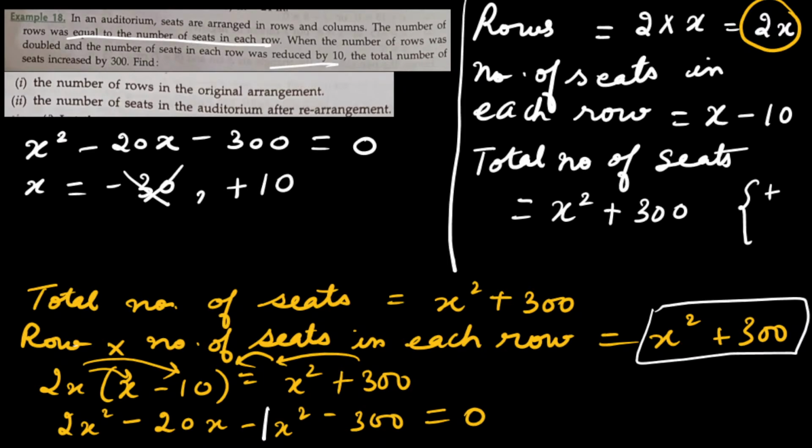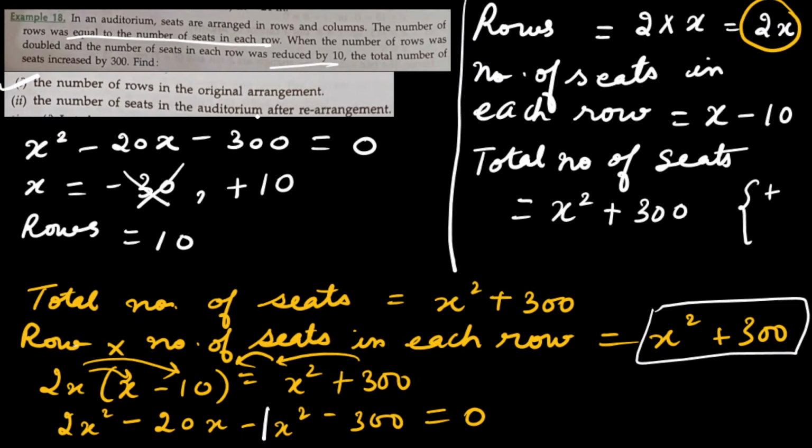Minus 30 is not possible because we are talking about a number of rows, and the number of rows cannot be negative. So that's why the number of rows is 10 in the original arrangement. That was case one, where I assumed the number of rows as 10.